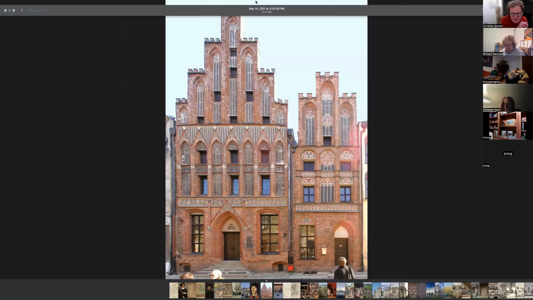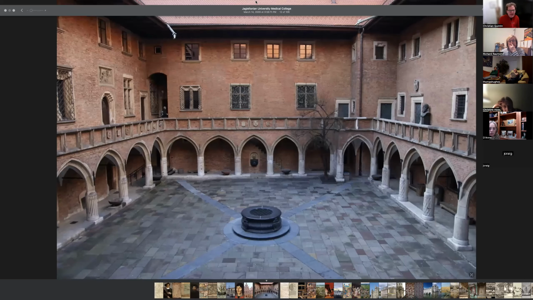This is the place in Poland, in the town of Toruń, where Copernicus was born. Isn't that cool? Cool architecture and decoration of building. And this is the alma mater. This is the college in Krakow University in Poland, where Copernicus went to study astronomy and mathematics.